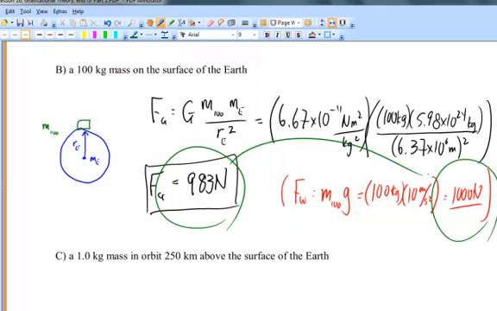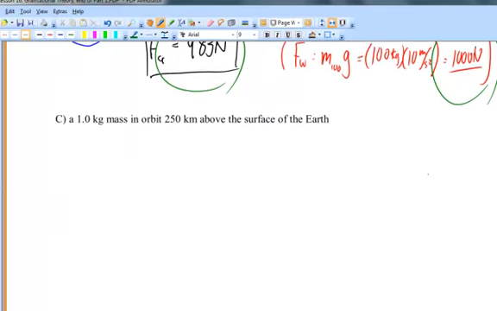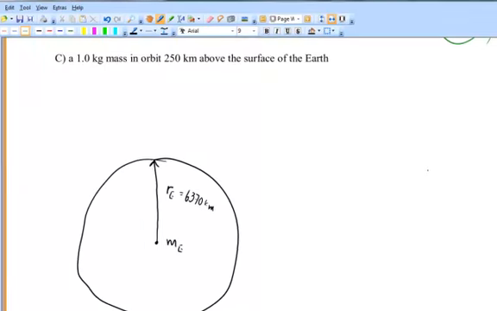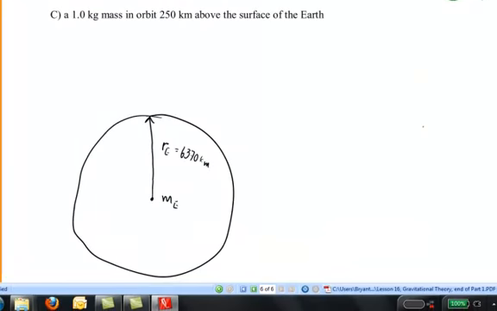All right, part C talks about the gravitational attraction between a 1 kilogram mass that's in orbit 250 kilometers above the surface of the Earth. This one is a little bit more tricky, and I don't like your textbook's diagram of this, so I'm going to draw it a little bit more carefully. Here's a diagram of the Earth that I've sketched a little bit bigger, and let's make an assumption here, which is not unreasonable, which is that this orbit is circular. The orbit is 250 kilometers above the surface of the Earth.